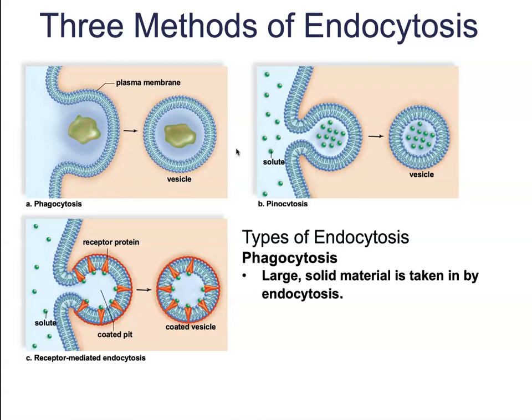Pinocytosis, on the other hand, looks very, very similar. But in this case, we are not taking in large materials, we're taking in lots of small materials, typically multiple small materials or a liquid. It requires a special electron microscope to see pinocytotic vesicles. These are very, very small. Phagocytosis is very large.